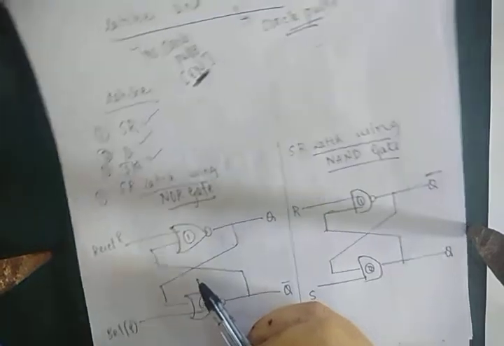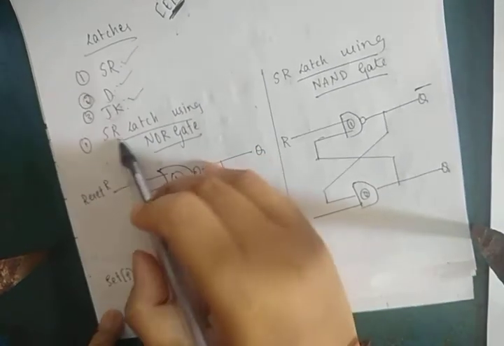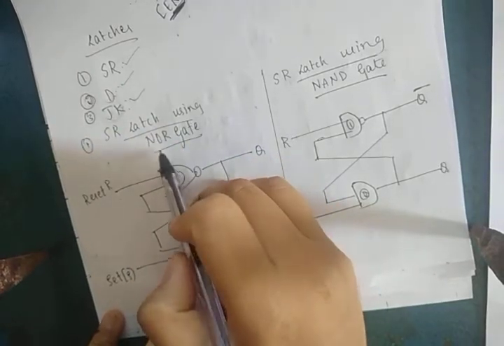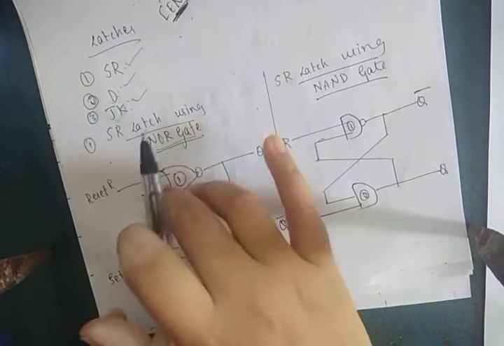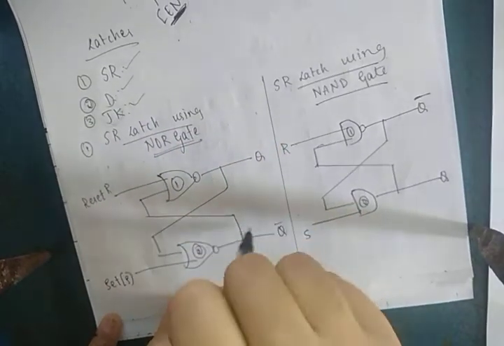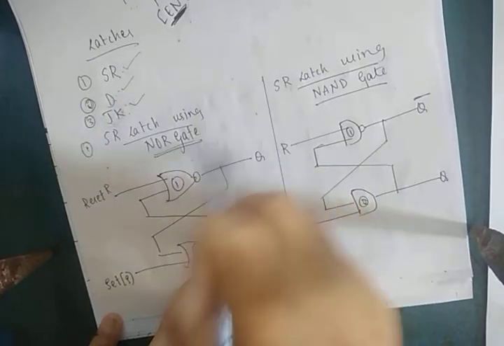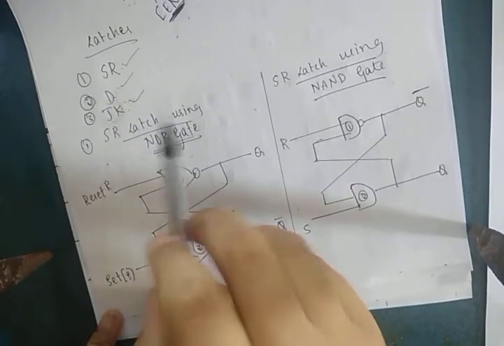Before going into these latches in detail, let me start with the SR latch using NOR gate, and how the working will be. This is not the exact circuit; I'll be discussing the working of this SR latch along with enable after this. For now, I'll be explaining the truth table.